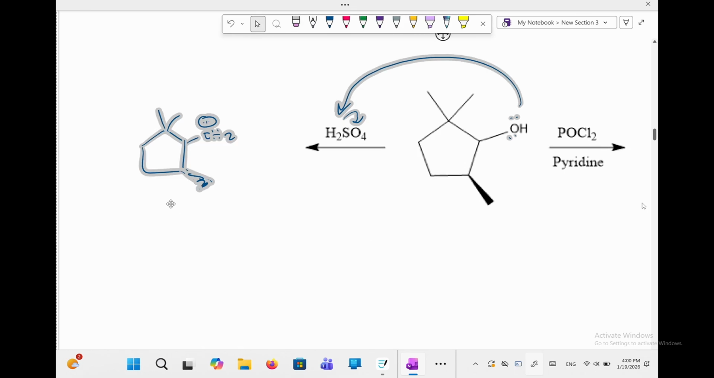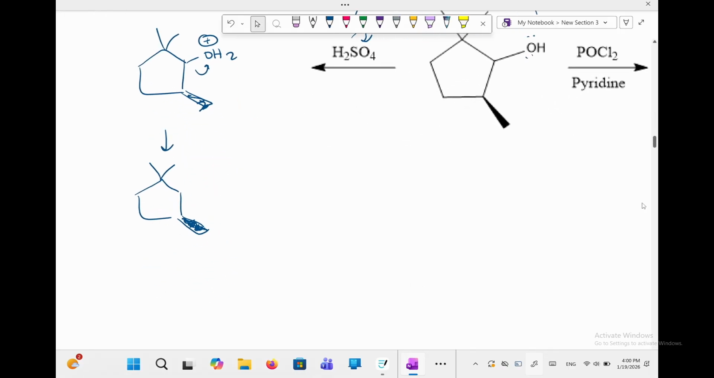Water is a good leaving group, so it's going to leave. And since we formed a weak conjugate base, we're going to do E1. That's kind of like the kicker. If you have a strong acid, it'll become a weak conjugate base, and that's how you know we're going to do E1. And that is how you know you can do rearrangements and form a Zaitsev product.